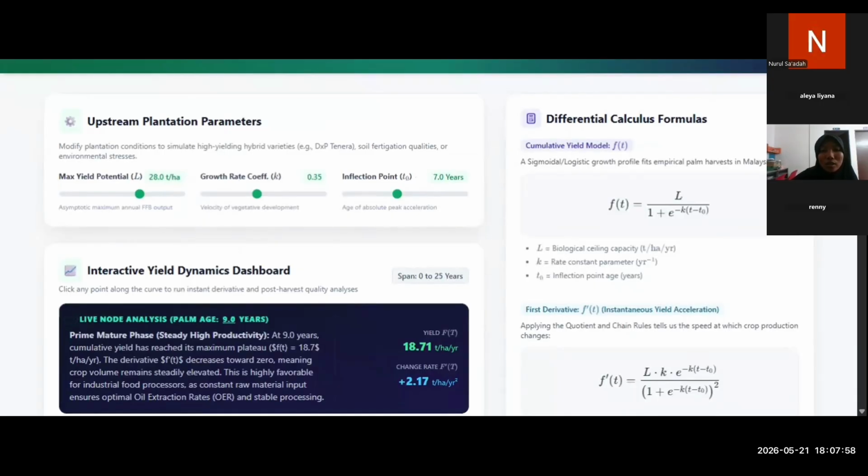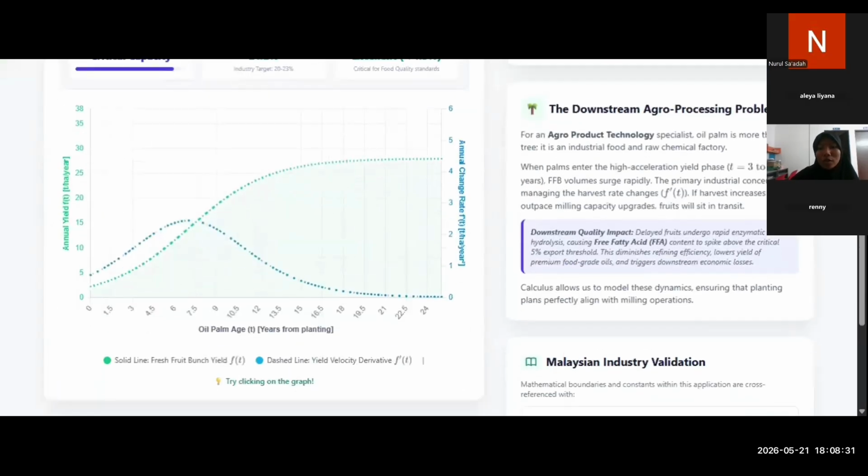Instead of just calculating total yield, calculus allows us to determine the exact rate at which yield changes relative to time, age, or nutrient inputs. By analyzing the derivative of the yield curve, the system can pinpoint the precise moment a tree reaches peak productivity or identify the point of diminishing returns for fertilizer application. Fourth, we look at the downstream agro-processing problem.